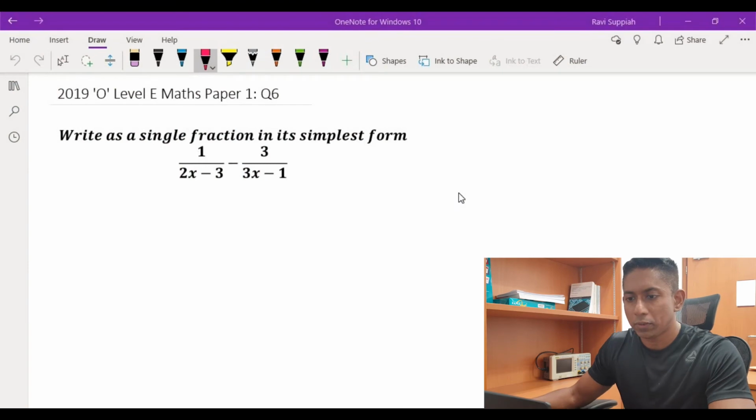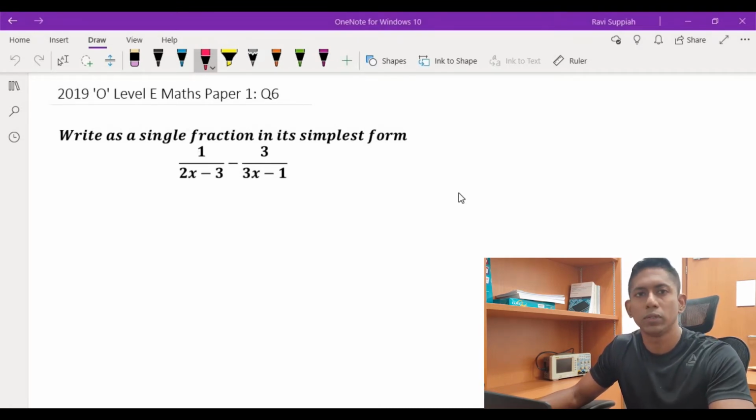Hi, let's look at this question from the 2019 O-Level E-Maths paper. This is question 6. In this question, we are asked to write as a single fraction this expression over here. As you can see, this expression has two fractions with different denominators.